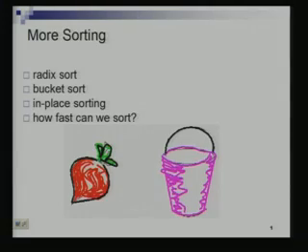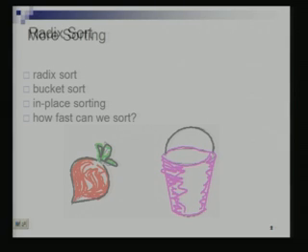Heap sort, quick sort, insertion sort, selection sort, bubble sort. Bubble sort we have not done. Okay, we are going to look at this. We are going to see which is in place and which is not in place. Not all of these are in place. We are going to see, and then we are going to finally look at how fast we can sort. Can we do better than what we have been discussing so far?